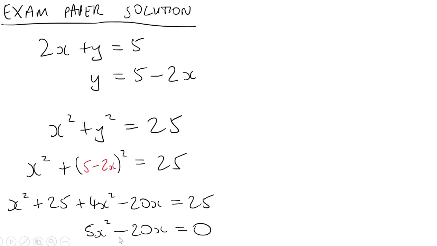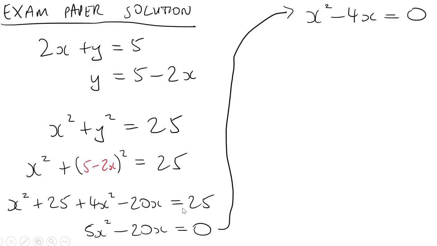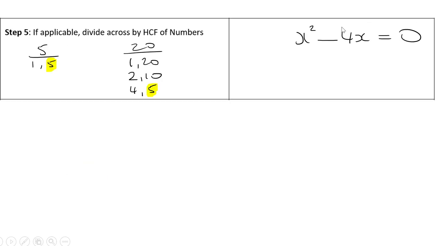And here in your exam paper, dividing by 5, you get x squared. Dividing by 5, you get minus 4. Just be careful, 20 divided by 5 is 4, but it's a minus 20. So that's divided by 5, you get minus 4. So that's step number 5.